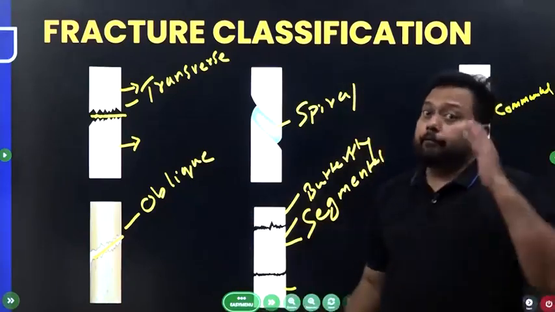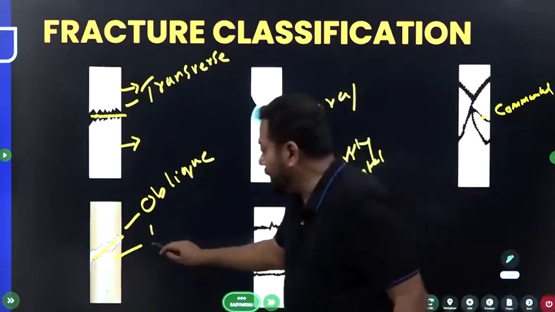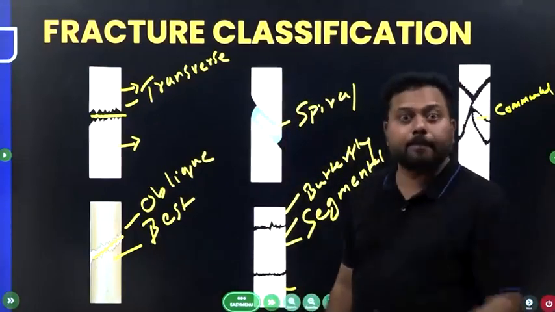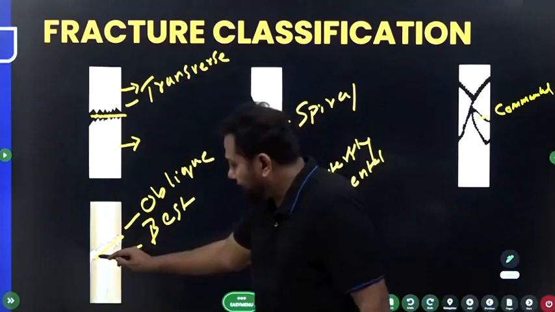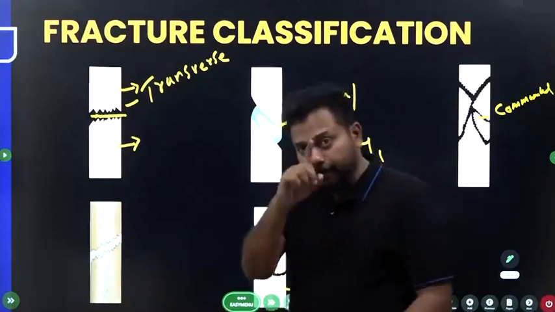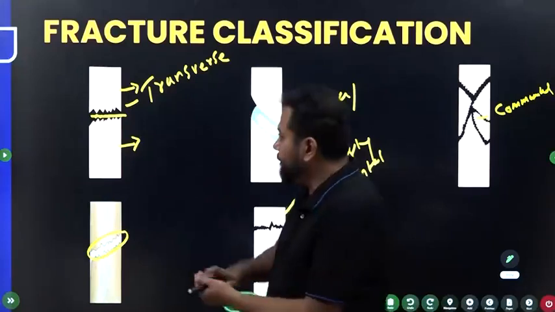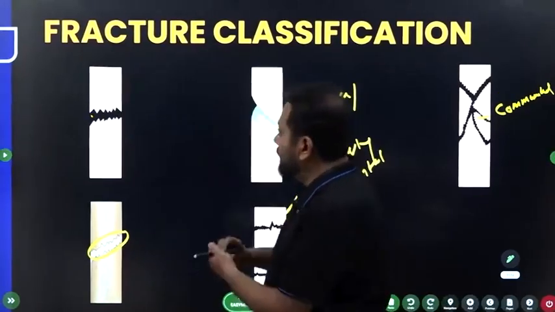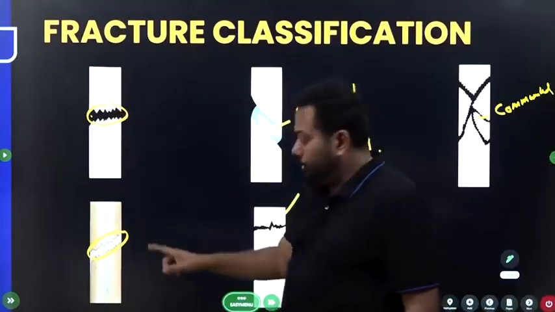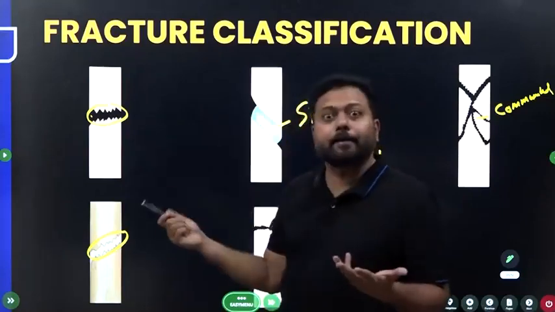Among these, a frequently asked MCQ is, which has the best prognosis? Oblique has the best prognosis. Why does it have the best prognosis? You see, this is the raw surface area that is coming into contact. Dear friends, please concentrate. In transverse, this is the raw surface area that is coming into contact. Which has more raw surface area? Oblique has more raw surface area than transverse.